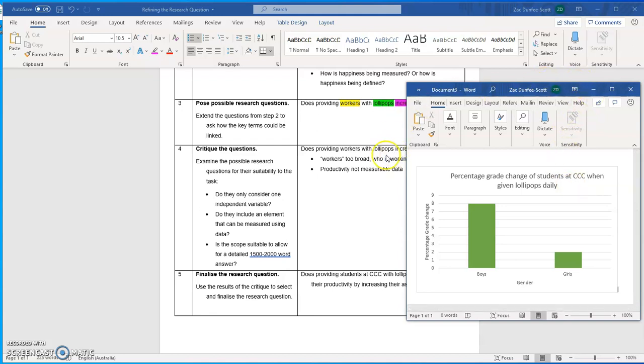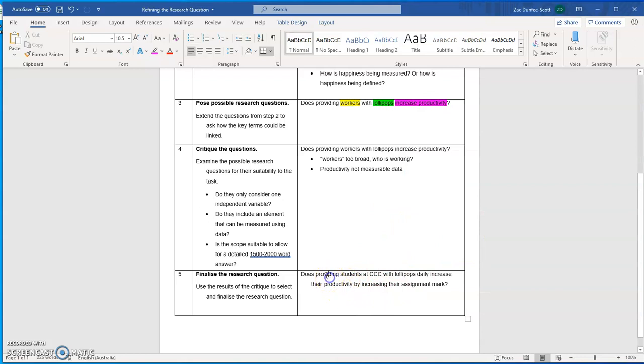Okay, so if I've then found this information here, I can then finalize my research question, okay, to answer the data that I've been given here. Okay, this clearly shows a clear direction. Okay, so I can then rewrite my research question to answer this.